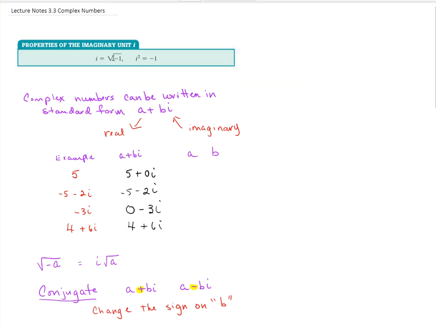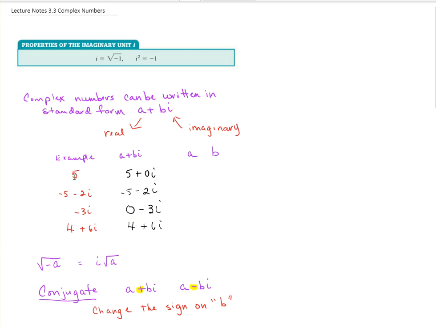And then if you square anything, you get what's under the radical. So i squared is -1. We need to remember that complex numbers can be written in standard form, and the standard form is a plus bi. a is the real portion, and bi is the imaginary portion. So every number in the world can be written that way.